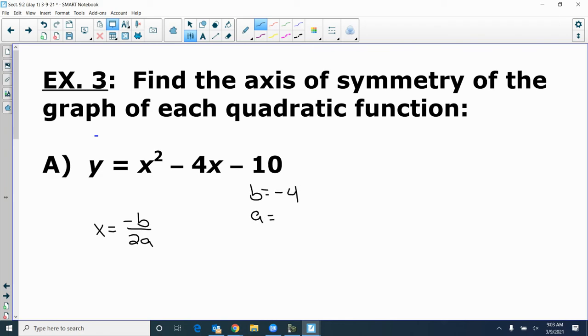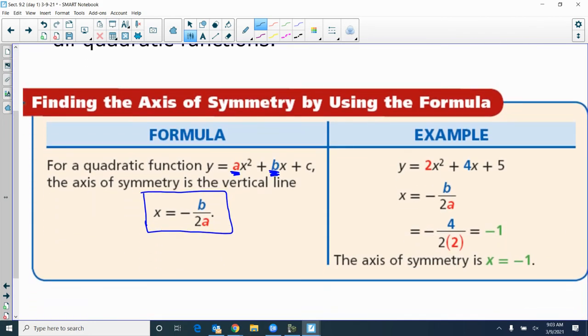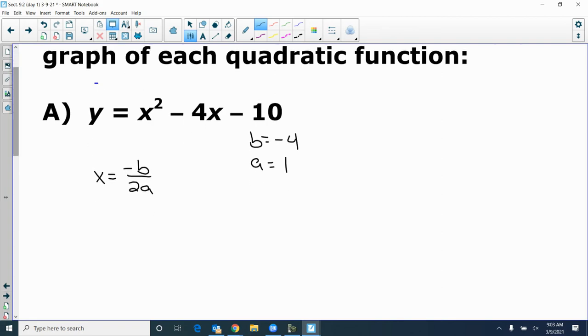Would that be -4? No, a is in front of... what's the a in front of? Oh, x squared. So what number's in front of that x squared? Oh, 1. A 1. So you've got to make it a 1. So we've got x equals -b over 2a. So put the negative, and then b is -4, 2 times 1. The main thing is you just have to watch your sign. You don't make it negative when it should be positive.